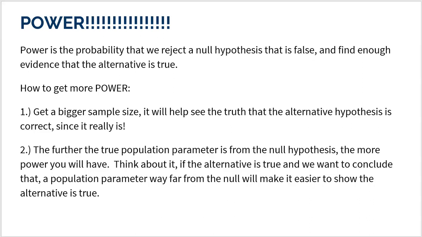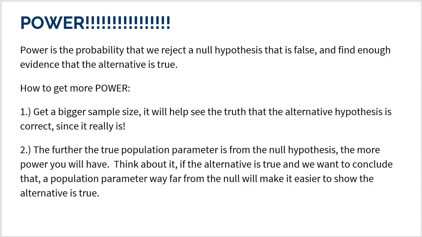And one more comment here I want to talk about is power. Every now and then on the AP test, power comes up, and power is a super important concept that, again, can be applied to proportions or means. Power is the probability that we reject a null hypothesis that is false and find enough evidence to show the alternative is true. So if the null really is false, we want to conclude that, so we want to show the alternative is true. And the big question is, how do you get more power? There's 2 ways to get more power. Get a bigger sample size.